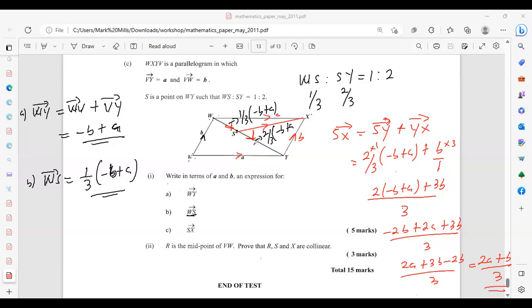Anybody here know the meaning of collinear? Collinear means straight line, right? So if you don't know it, write it down. Collinear means what? Straight what? Line. All right. Collinear means straight line. So we are here.